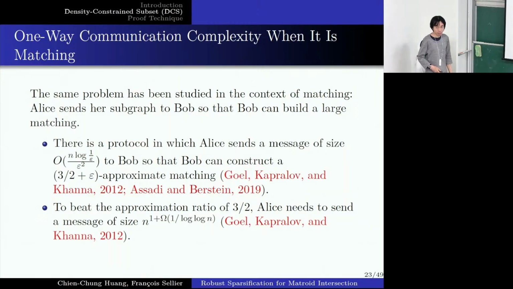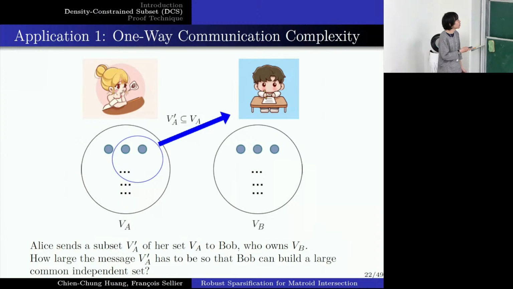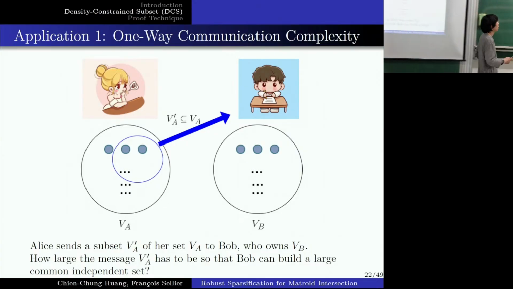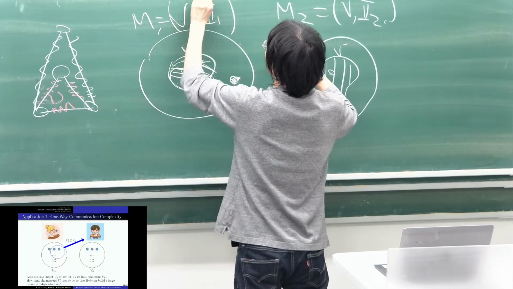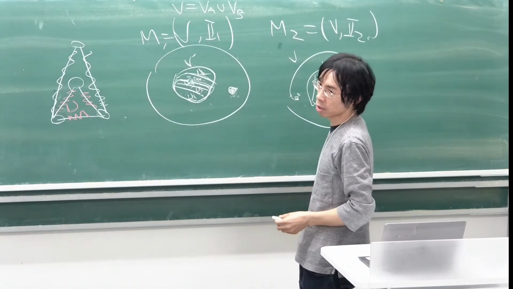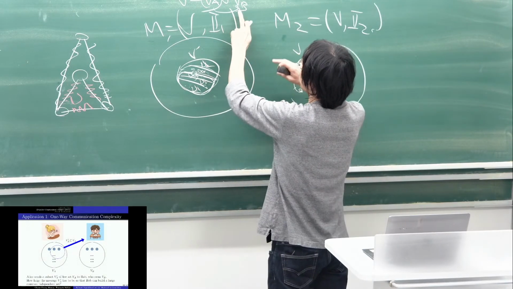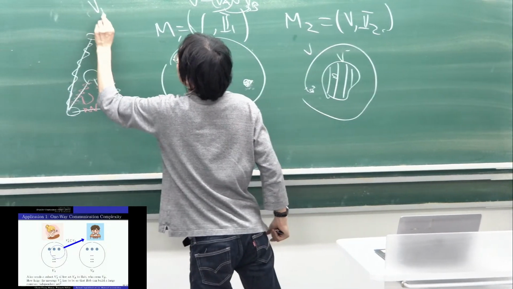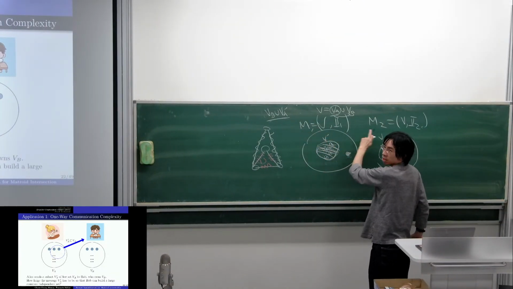What do you mean by matroid intersection here? So VA and VB are disjoint sets, and then you have a matroid on VA and a matroid on the union. On the union you have two matroids. Okay, but now I assume this V is separated into VA and VB. The ground set is the union of VA and VB. Yes. And then Alice has to send a subset to Bob, so that VB and VA prime together, you can still get a large matroid intersection.